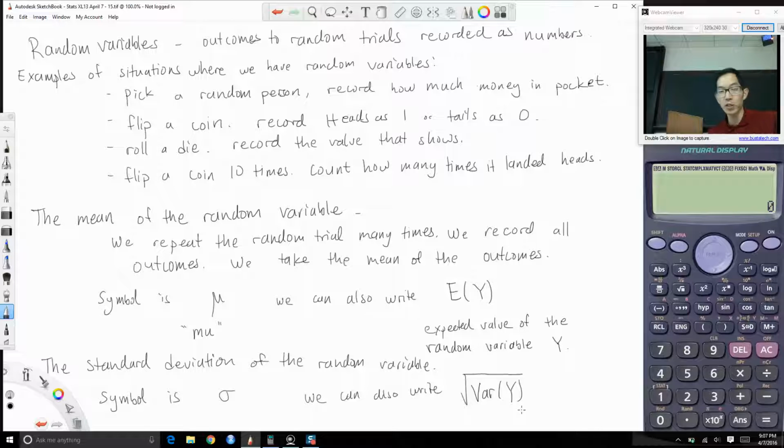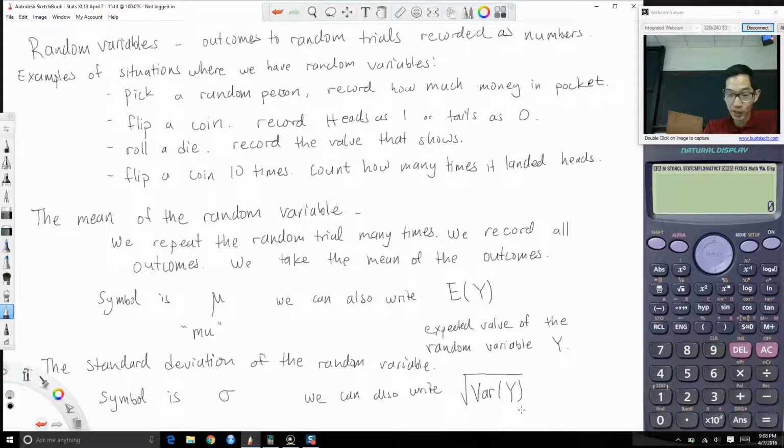So again, the concept here is we have a random variable, which is just the outcome of whatever we're doing, but it's recorded as a number, and we repeat this an infinite number of times, theoretically. Then we would take the average of all of those outcomes, or the standard deviation of all of those outcomes. Now, one way to calculate the mean or standard deviation of a random variable is to actually go through many repeated trials through simulation, or actual experimentation.